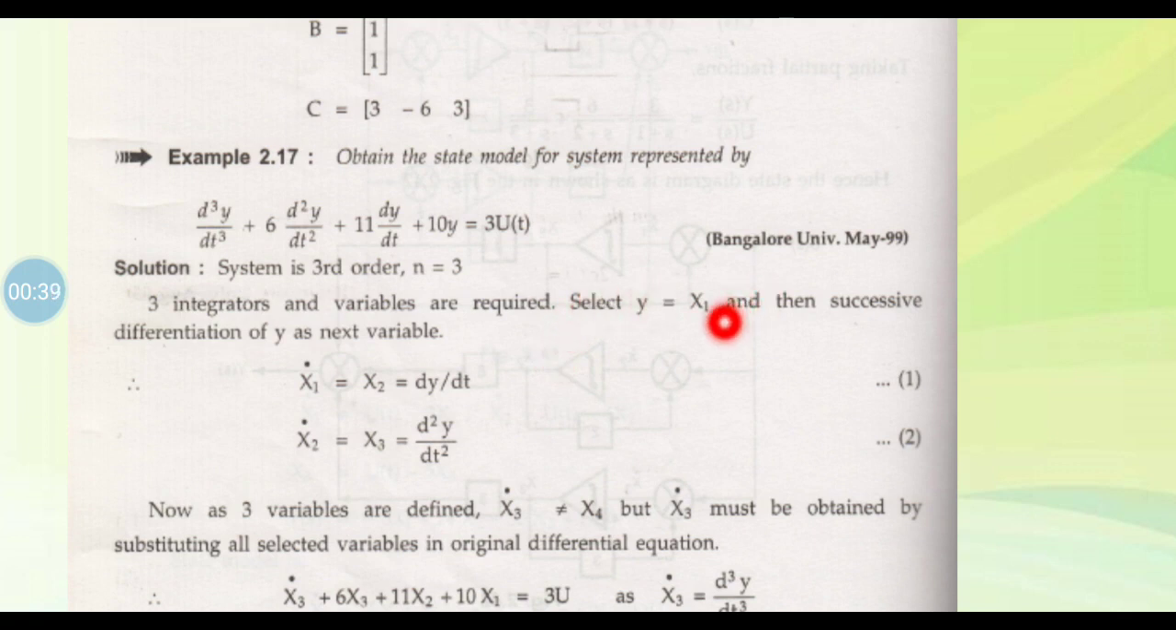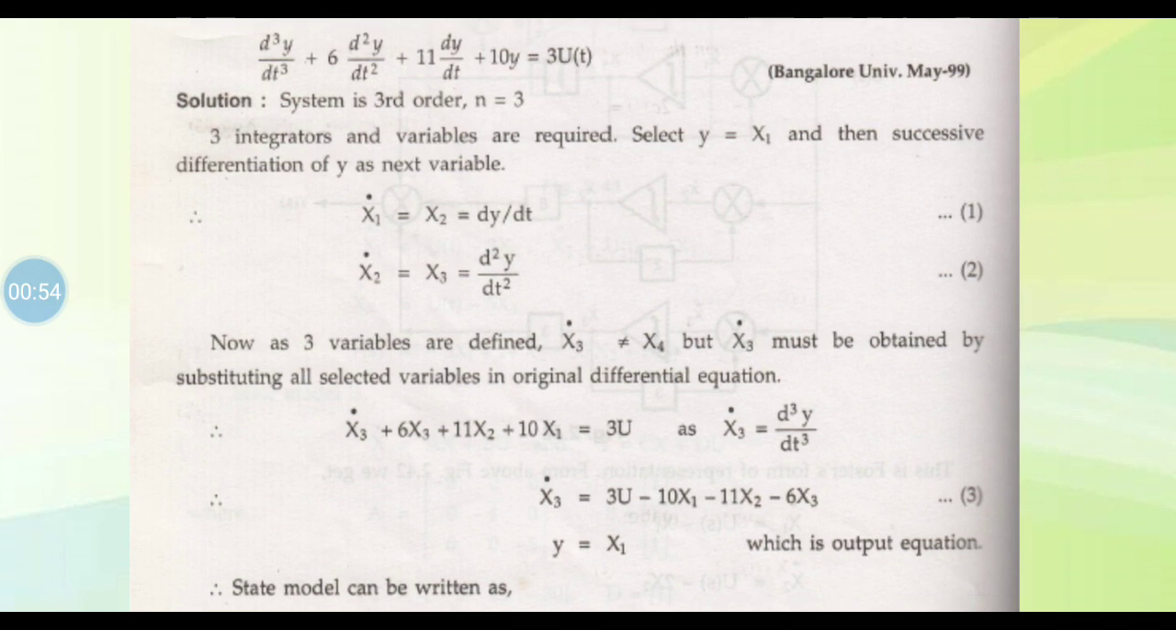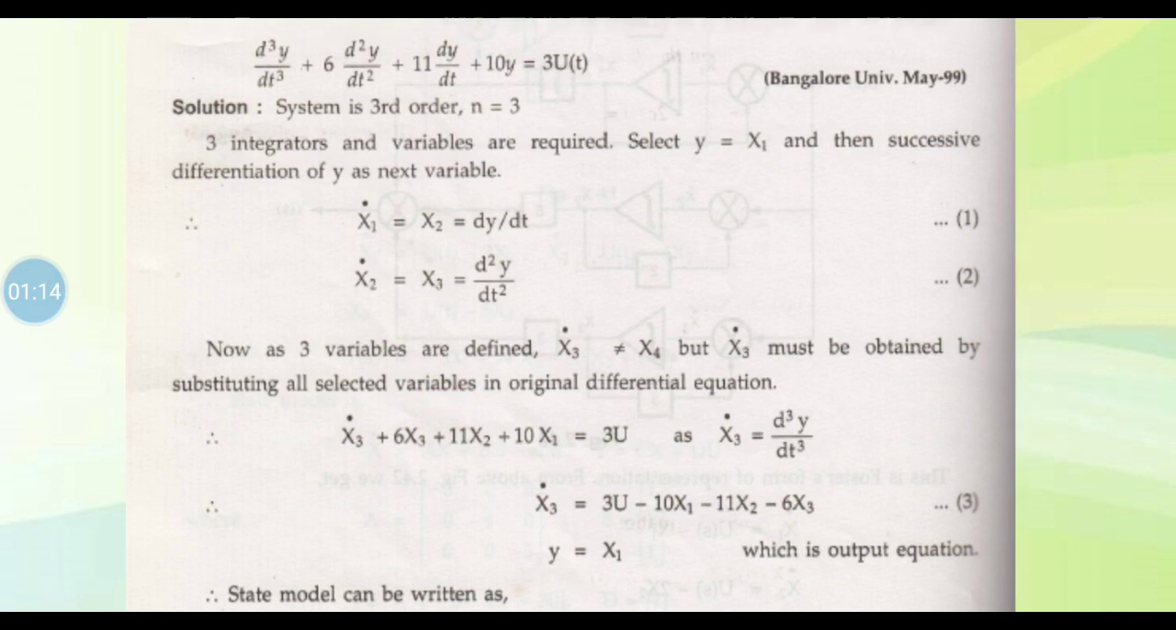So we will select y is equal to x1 and then successive differentiation of y as the next variables. So x1 dot is equal to x2, which is dy by dt. Similarly x2 dot is equal to x3, which is d square y by dt square. As 3 variables are defined, x3 dot may not be equal to x4, but x3 dot must be obtained by substituting all selected variables in the original differential equation.